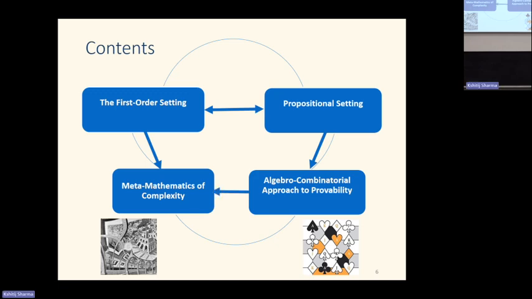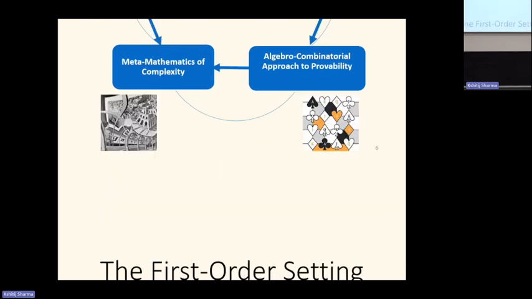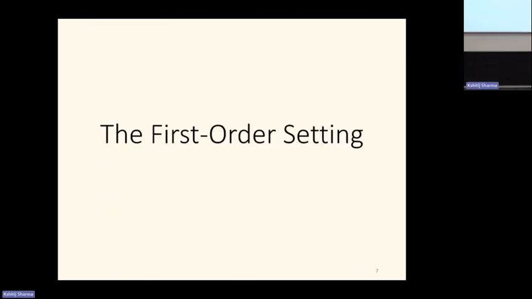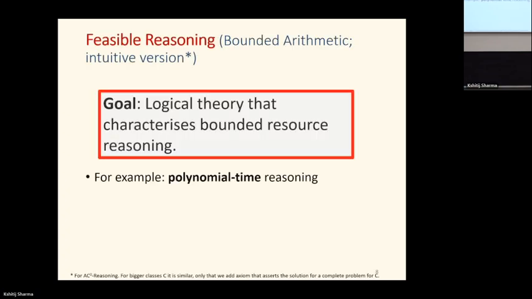And also this algebra combinatorial approach leads to questions about mathematics itself. I'm going to give you some examples. So let's try to be slightly more concrete and understand what the first order setting is. I'm not going to give much detail.